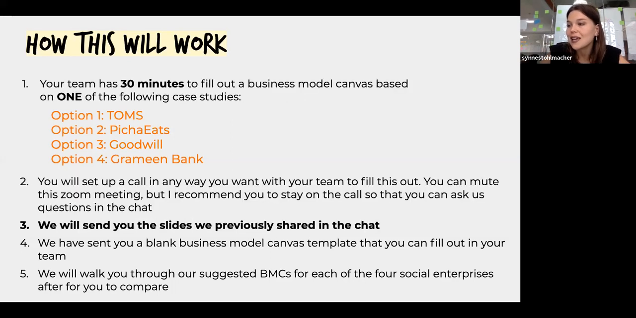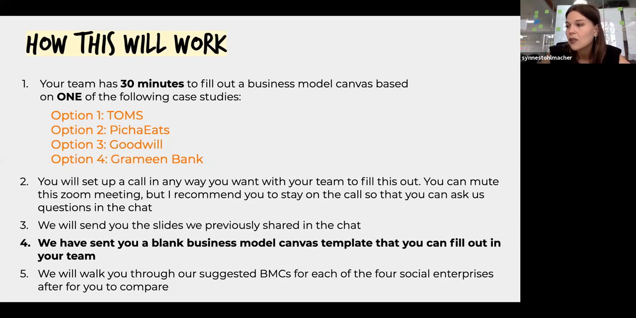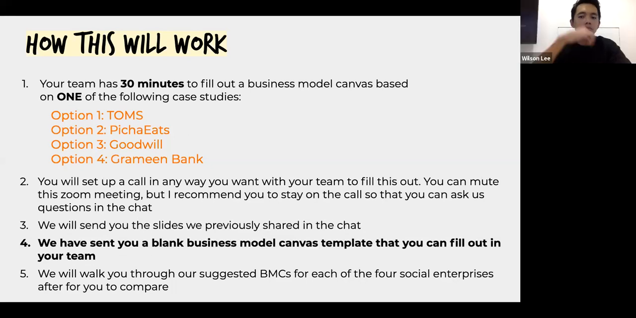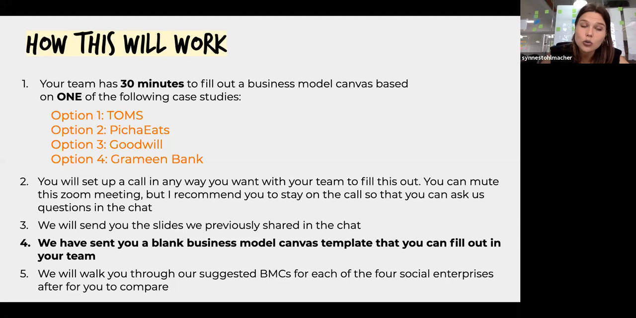We will also be sending you the slides that we previously shared. I've already mentioned that. And we have sent you a blank business model canvas template that you can fill out using Mural. We have also sent you the business model canvas in a PDF format. So if you are having problems with Mural, you can use that.